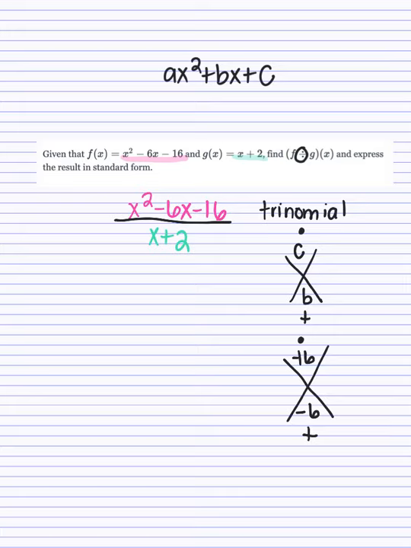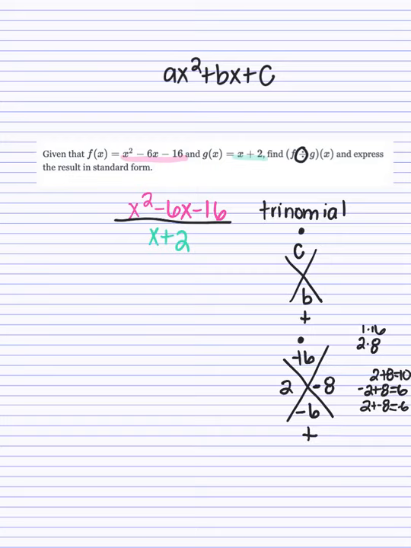So when I start looking at the multiples of 16, I have 1 and 16. Well, 1 and 16 are not going to be able to add to give me negative 6. So then I have 2 and 8. Well, 2 and 8 are a possibility. Let's try to work that. So if I do 2 plus 8, that gives me 10. So they can't be both positive. If I do negative 2 plus 8, that gives me positive 6. And I need a negative 6. And then I have a negative 8, which is going to give me what I need.